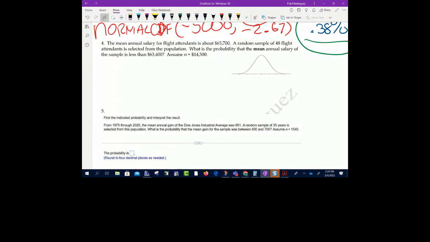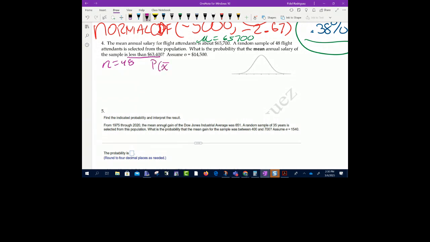The mean annual salary for flight attendants is about $65,000. Okay, y'all, first thing I'm going to do, my average, $65,700. A random sample of 48 flight attendants. Second thing I'm going to do, my n, my friends, is 48. What is the probability that a mean annual salary of a sample is less than $63,400?